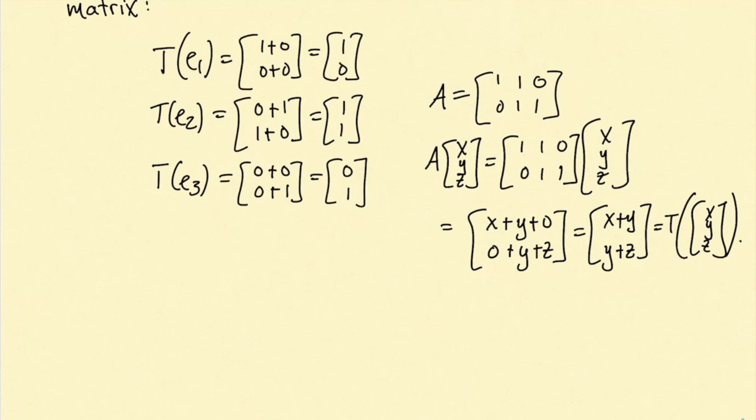And there you have it. That is how you verify that a function from Rn to Rm is actually linear, and how to find the matrix that defines a linear function. Next up, we want to talk about composition.